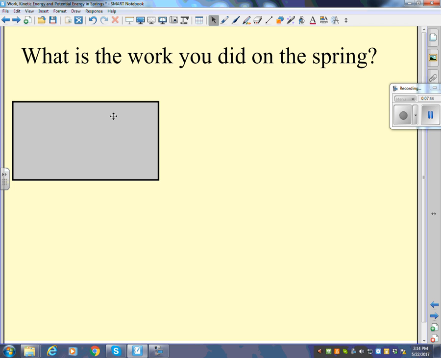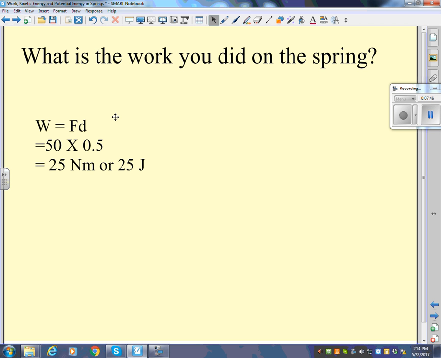How much work did we do on the spring? Well, we're going to take that average force, work equals F times d, average force 50 times 0.5, or 25 newton meters of work, which is equivalent to 25 joules.